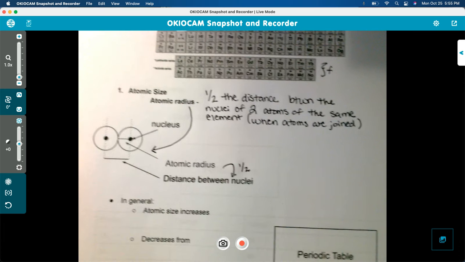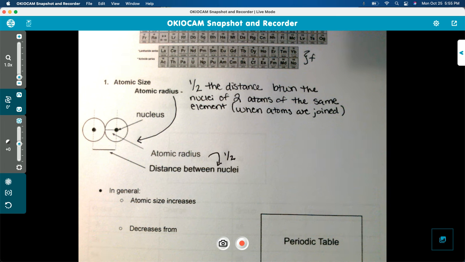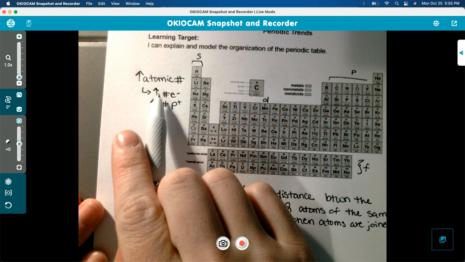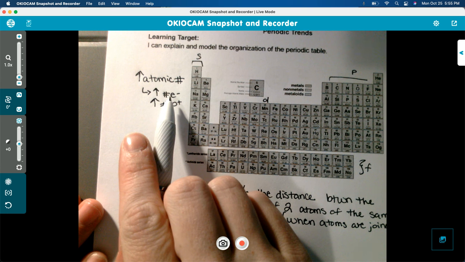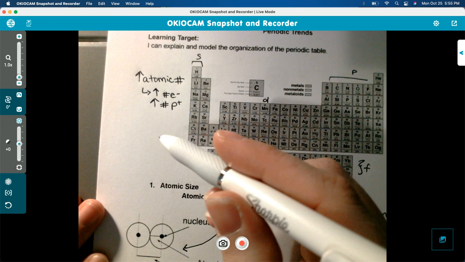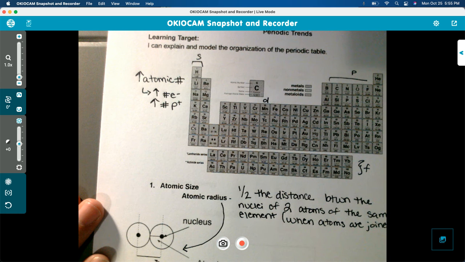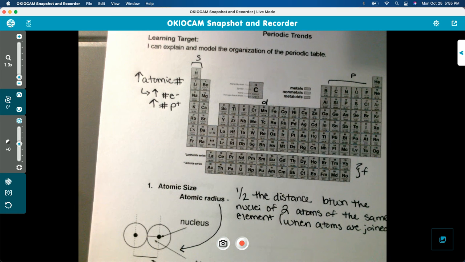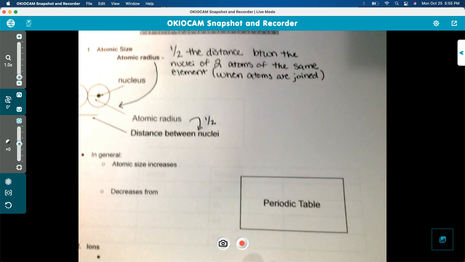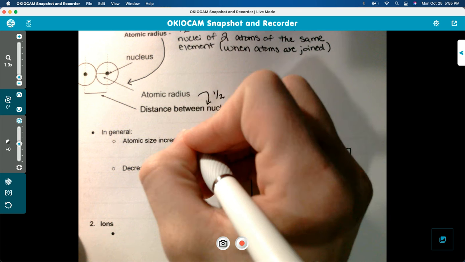So thinking of atomic radius, in general, our sizes of our atoms, if we're thinking that atomic number means the number of electrons and the number of protons, it would make the most sense if atomic number was changing as we went through the periodic table. So we're going to, not atomic number, sorry, atomic size changes as we go through the periodic table. So in general, atomic size is going to increase from top to bottom.